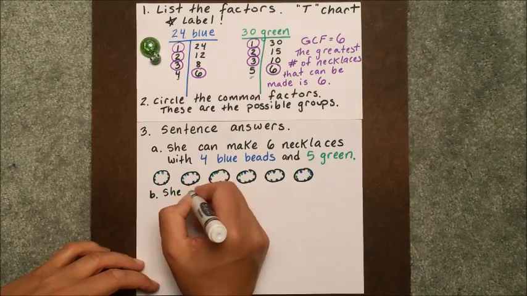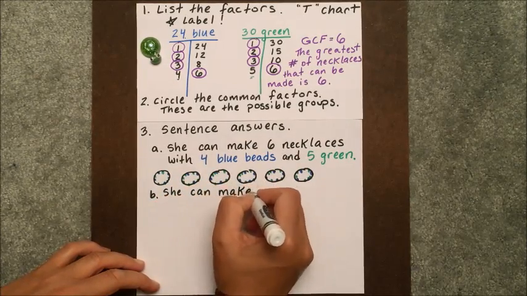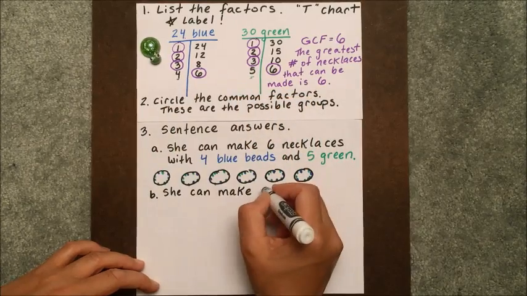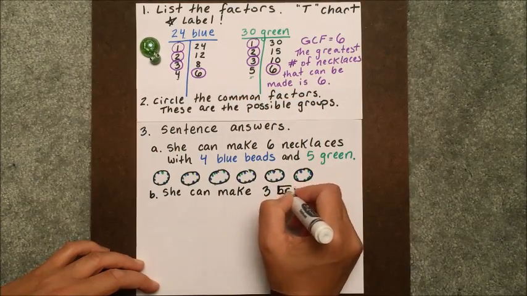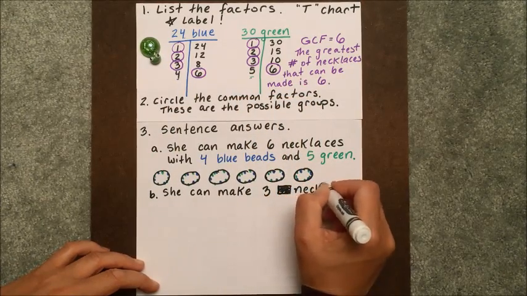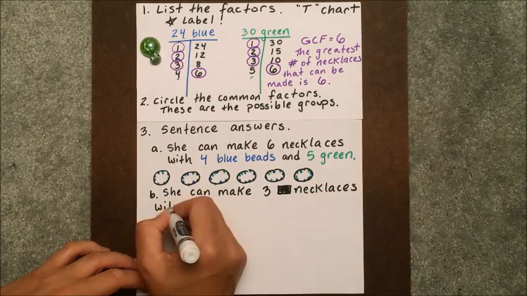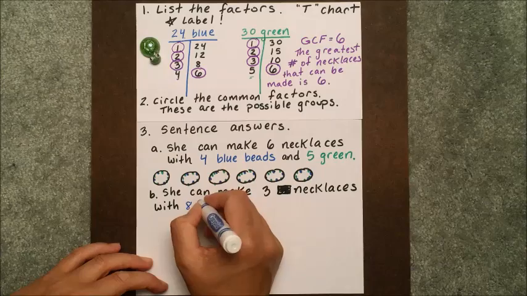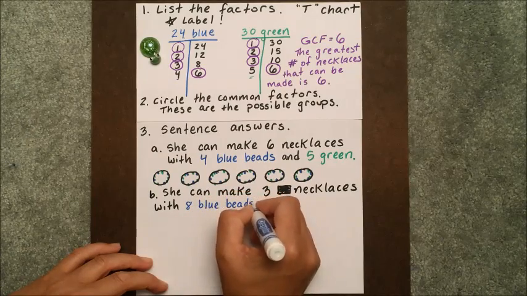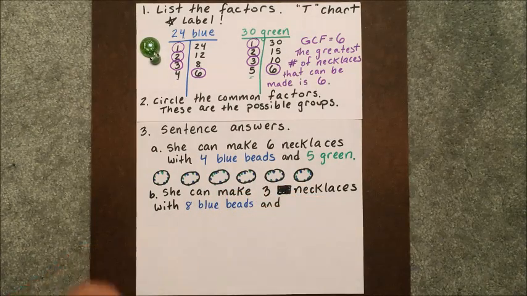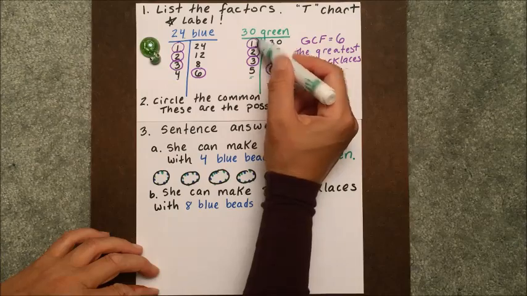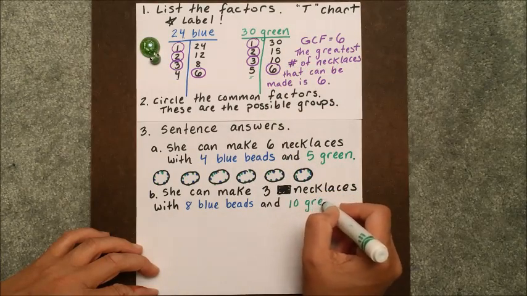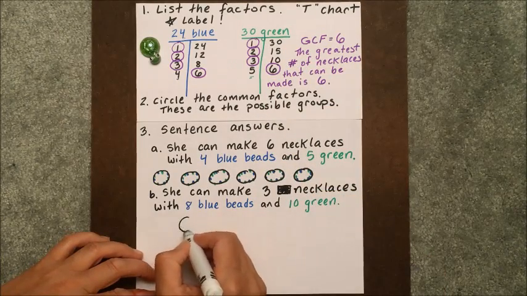All right, another possibility is that we could make 3 necklaces. Whoops, not bracelets, necklaces. If we had 3 necklaces, we still need to split up our beads. So 24 blue beads divided onto 3 necklaces gives us our 8 blue beads. 30 divided by 3 will give us 10 green beads.